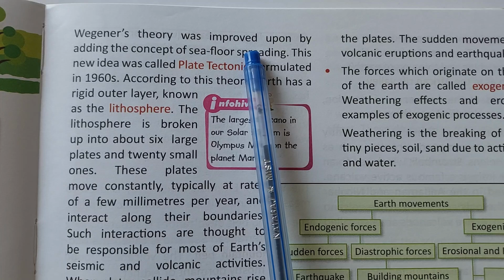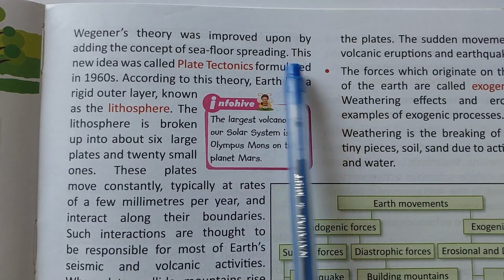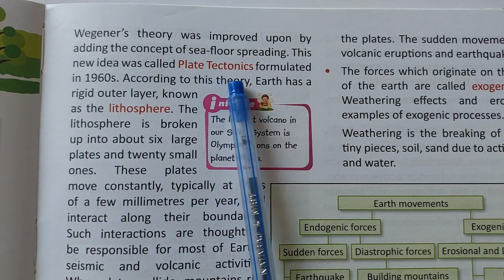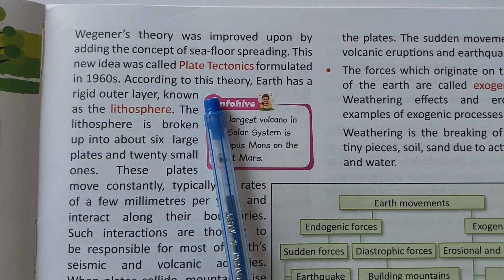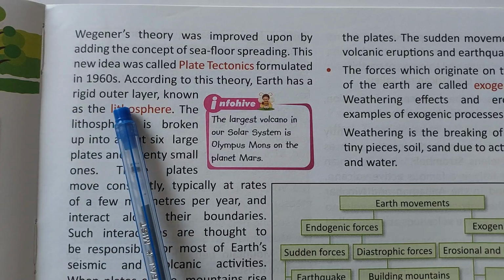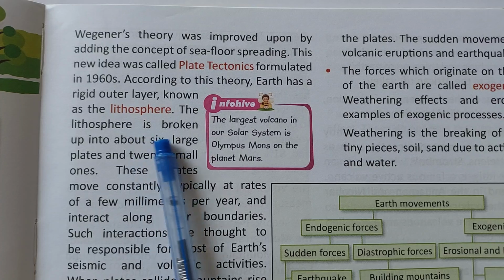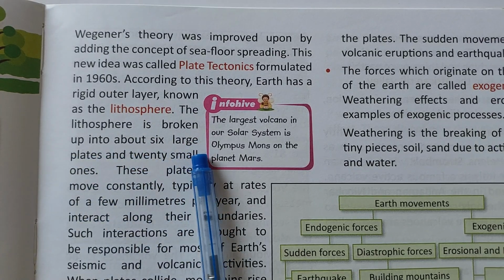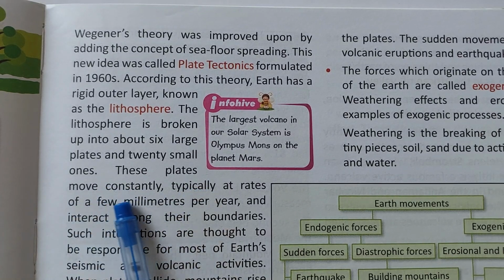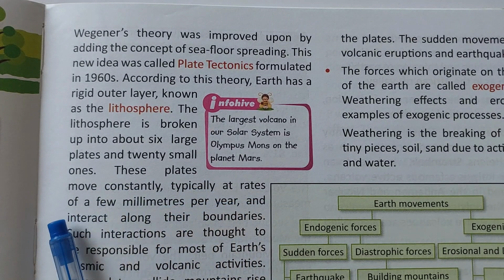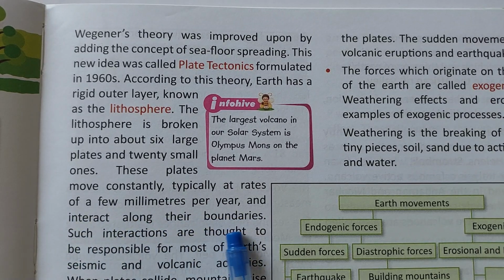Wegener's theory was improved upon by adding the concept of sea floor spreading. This new idea was called plate tectonics, formulated in the 1960s. According to the theory, Earth has a rigid outer layer known as the lithosphere. The lithosphere is broken up into about 6 large plates and 20 small ones. These plates move constantly, typically at rates of a few millimeters per year, and interact along their boundaries.